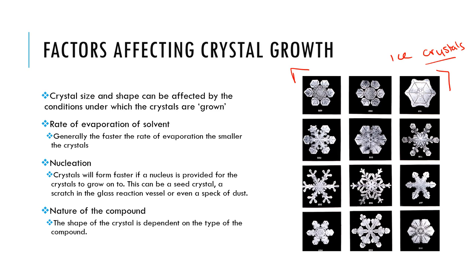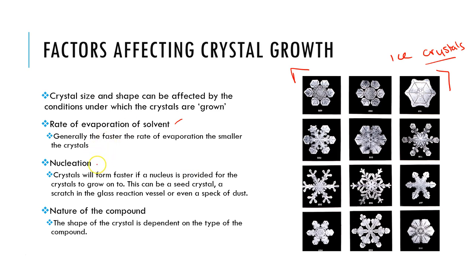For chemical compounds in the lab, crystal size and shape are what are affected. We can change the rate of evaporation of the solvent. The faster we remove the solvent, that is, the warmer we heat something up to drive that solvent off, the smaller the crystals that we see form, because those crystals are going to form much more quickly.